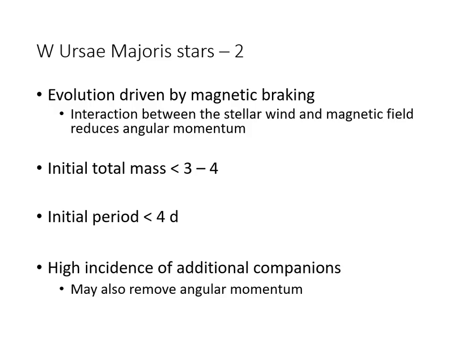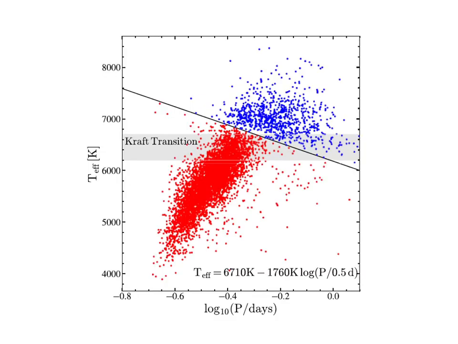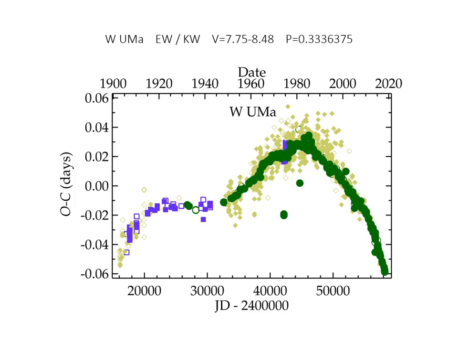So the evolution of W UMa stars is driven by magnetic braking. Okay, so this here represents the dichotomy between the cooler stars and the warmer stars. These are the systems where at least one of the components had a convective core, and these cooler stars are the ones where it has a radiative core, and it leads to significant differences in the evolutions of the system.